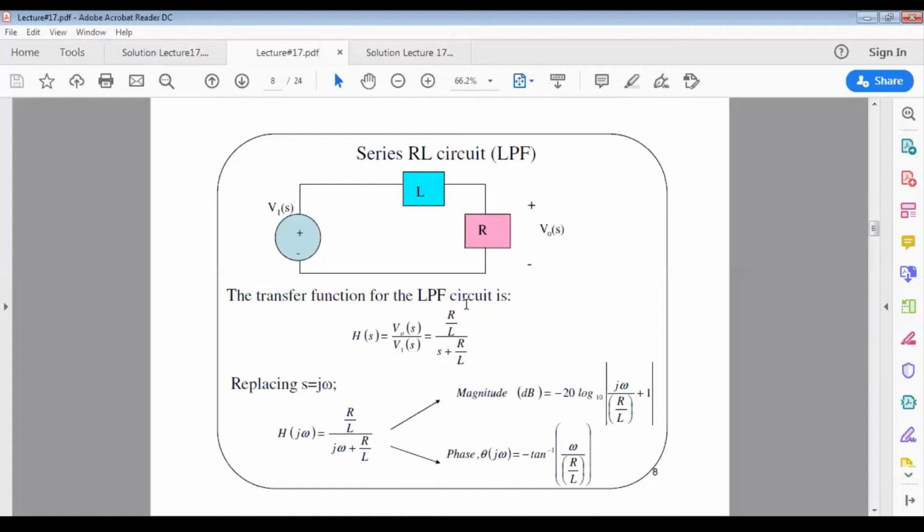Hopefully by now you understand how to obtain the transfer function for the given circuit. One important thing to understand from this transfer function is that the transfer function for the low-pass filter in this case consists of only two components. The first one is a constant, and the second component is a real pole. I don't want to proceed with the calculation of magnitude and phase; you can learn this on your own.